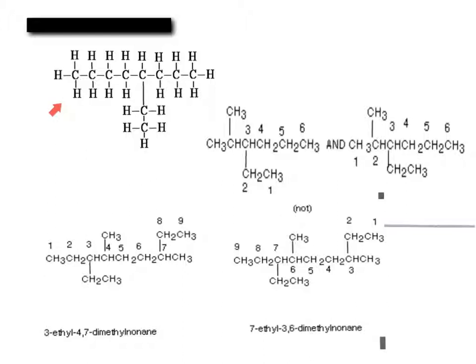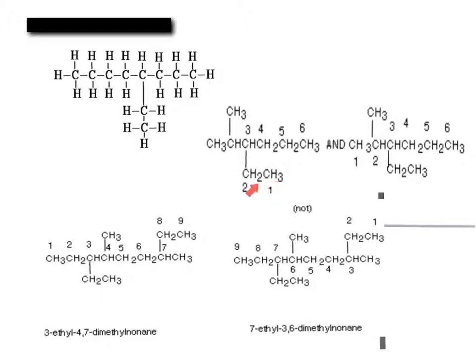Here we have our 4-ethyl octane from our previous example. But let's take a moment and look at this example right here. Now if there are two chains of equal length, and if we count this way we have 6 carbons, and if we count this way we have 6 carbons, we have to pick which chain to use. We're going to choose the chain that has the highest number of substituents.